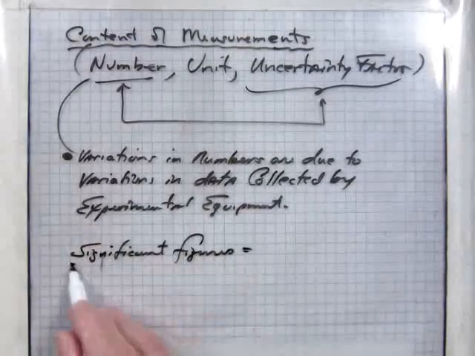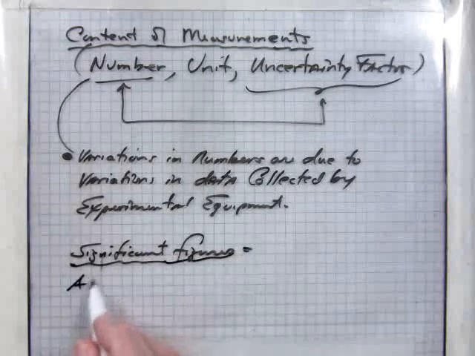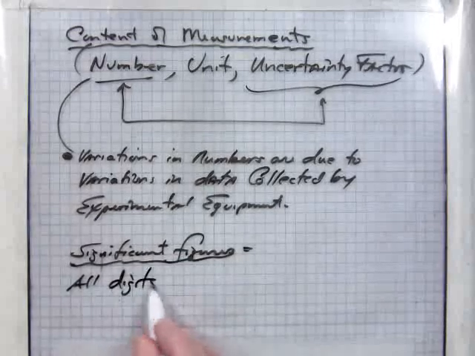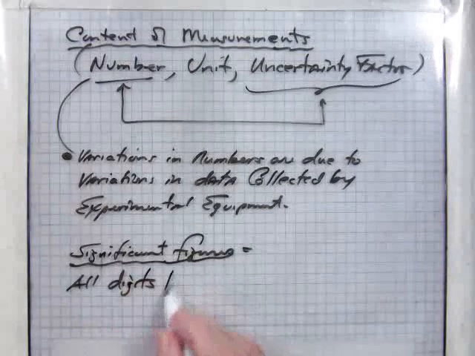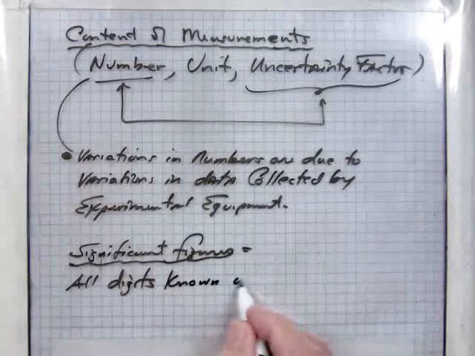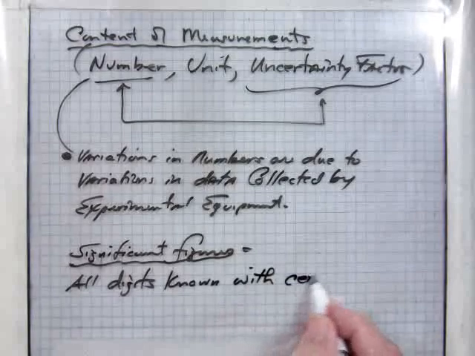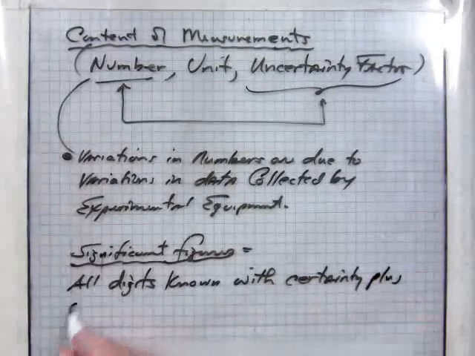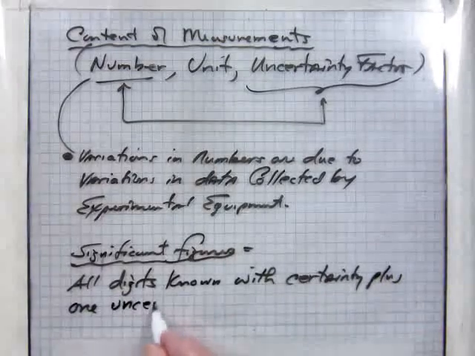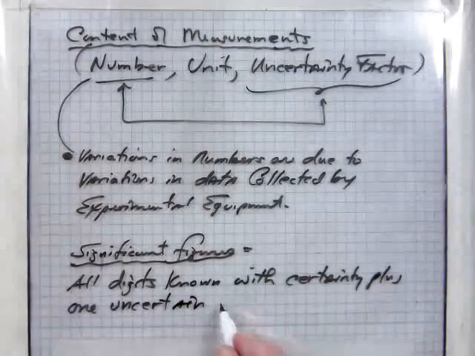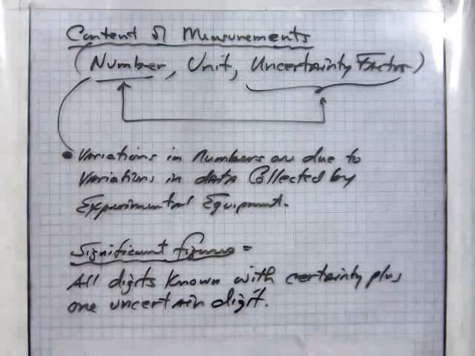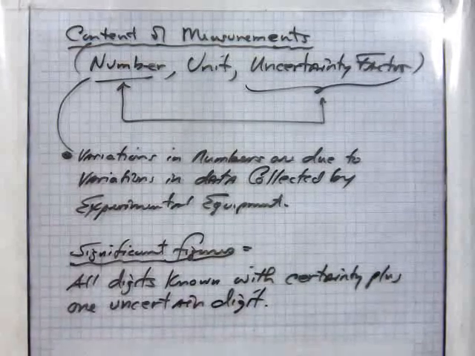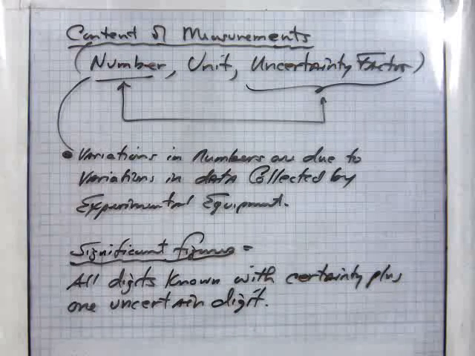Now, there are rules for significant figures. These are all digits known with certainty plus one uncertain digit. That's kind of splitting the difference between the lines, so to speak. I think it's halfway, or somebody else may think it's 3/4 of the way. That's what I'm talking about. I think you understand now.